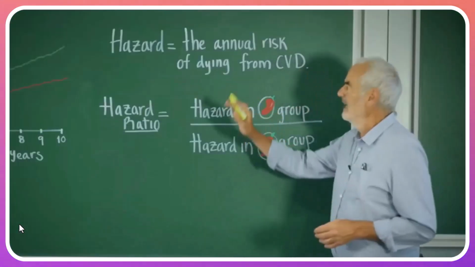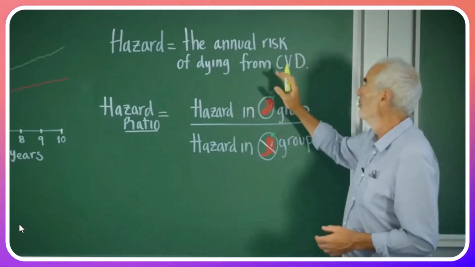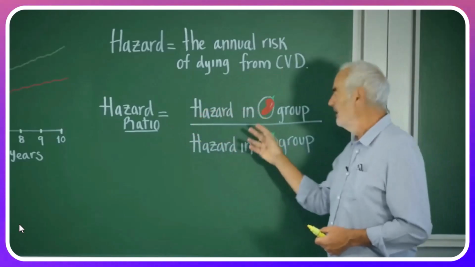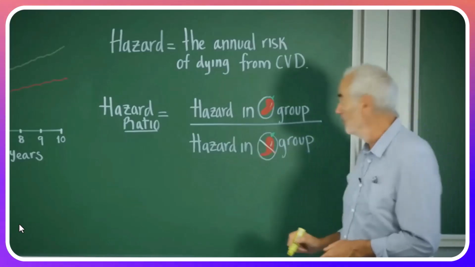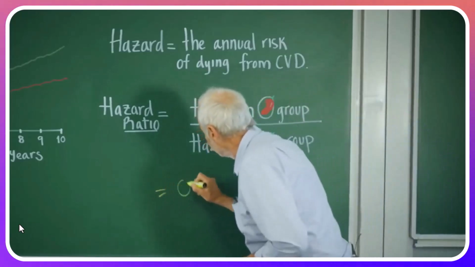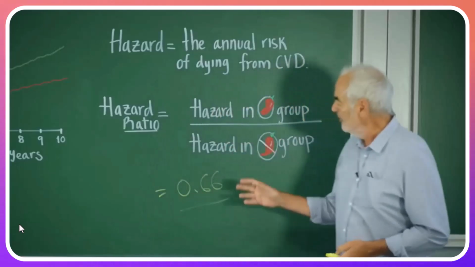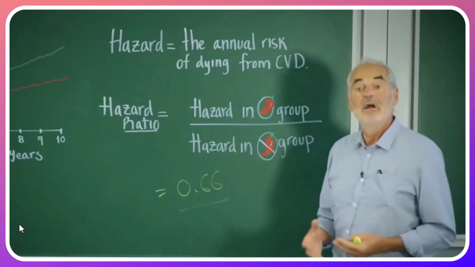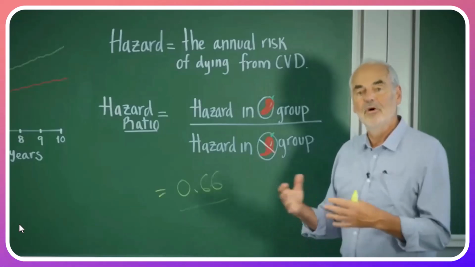Slightly more technically, the hazard is the annual risk of dying from cardiovascular disease, although you could choose a different time period. So the hazard ratio is the hazard in the chili-eating group divided by the hazard in the non-chili-eating group, which in this study is estimated to be 0.66. Because that number is less than 1, that means that fatal heart attacks and strokes were happening at a slower rate in the chili-eating group compared with the non-chili-eating group.